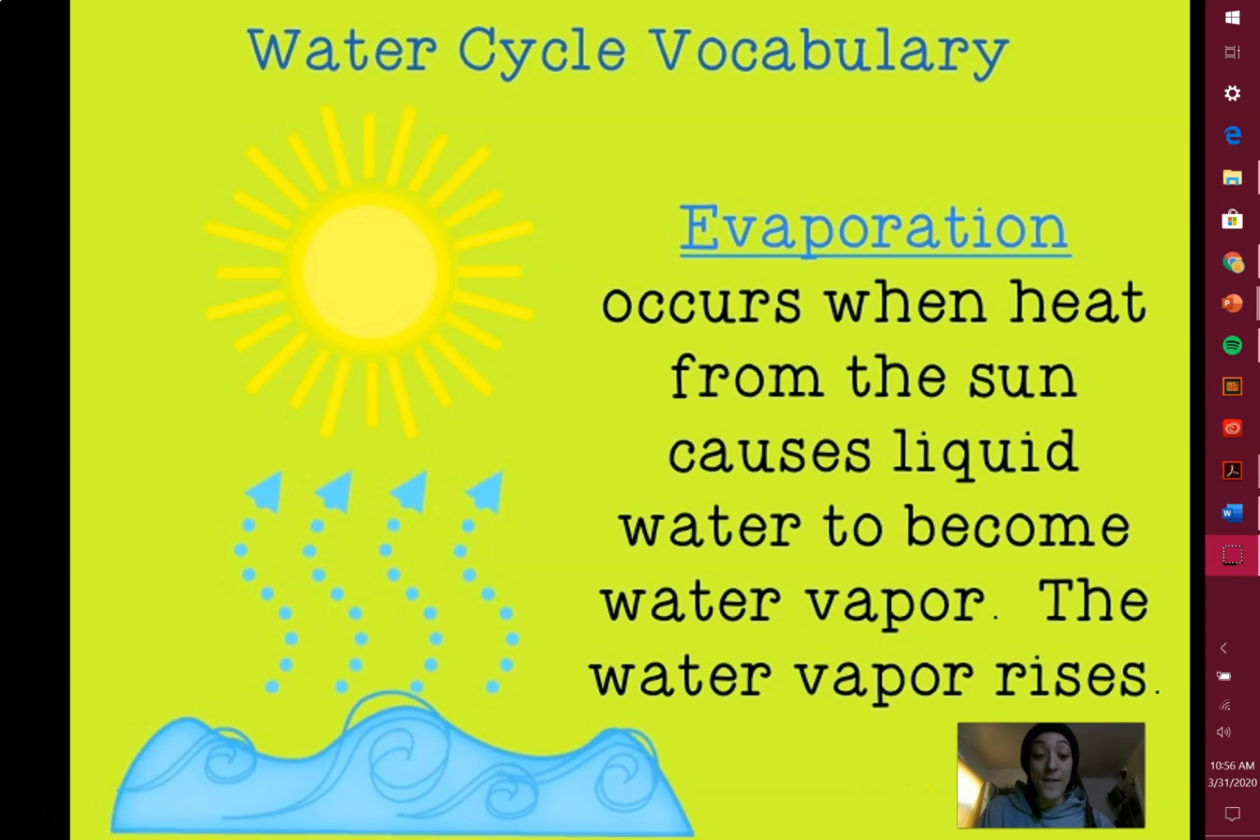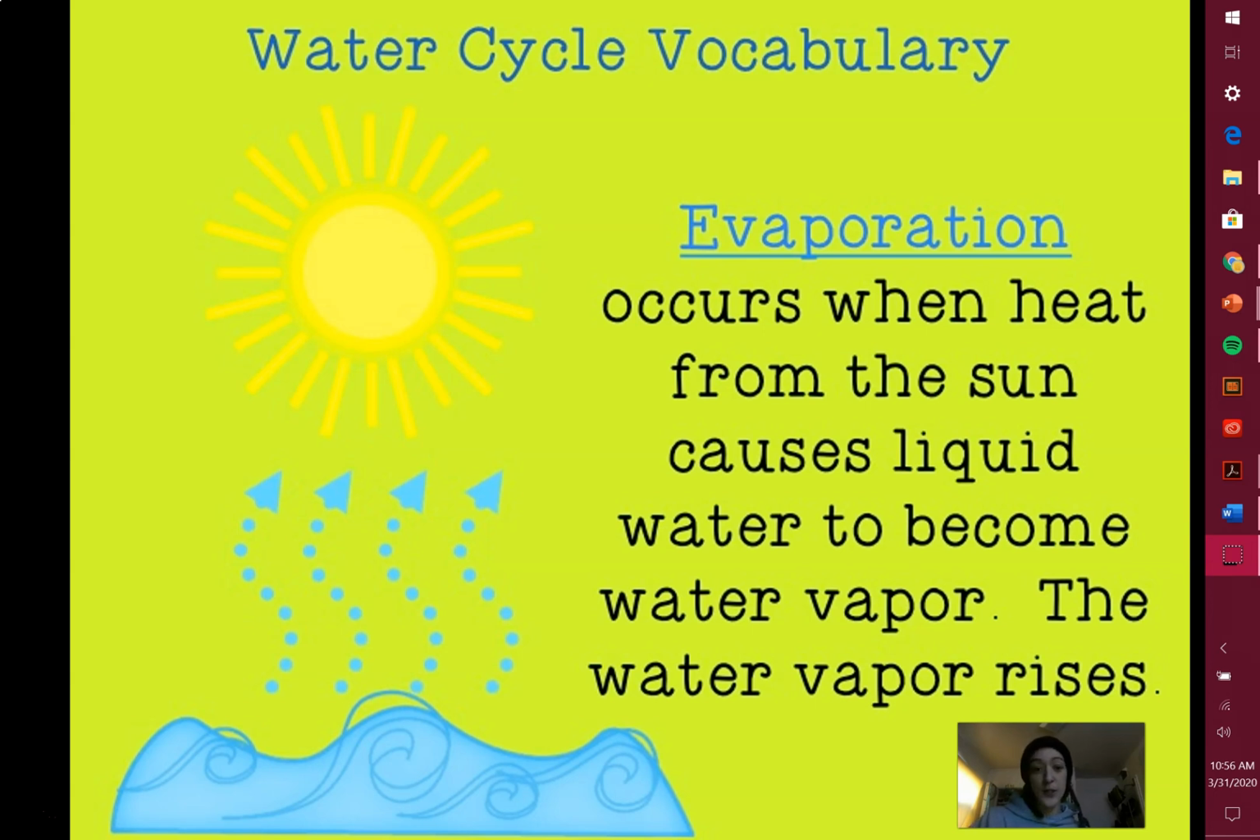Alrighty, so our first word, and I hope that you are taking notes. All these words that are in blue or in bold, you should be writing down because those are going to be on our DOL. Okay, awesome. So first stage of the water cycle is evaporation. Evaporation occurs when heat from the sun causes liquid water, so liquid water in a lake or a river or even in the ocean, to become water vapor.